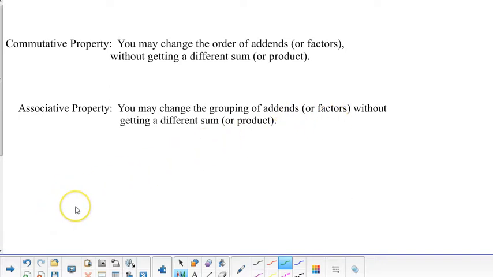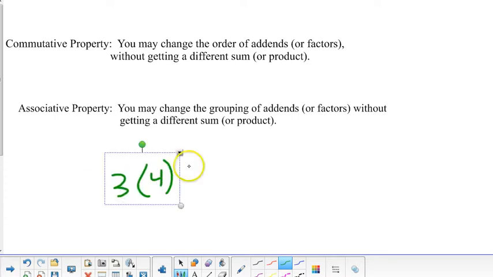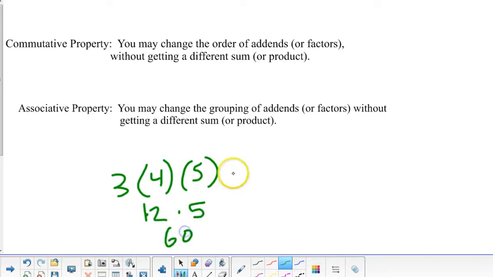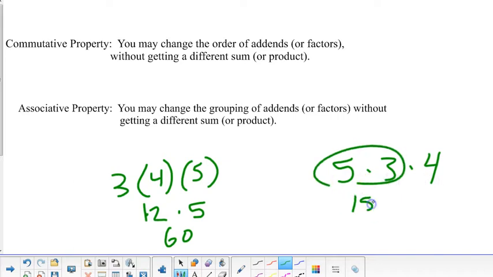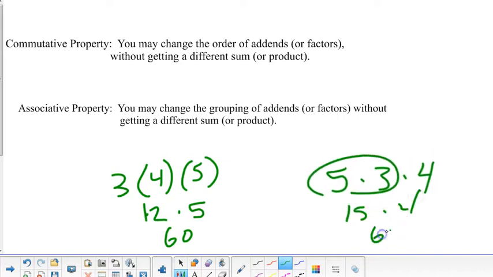So we know that if we get 3 times 4 times 5, that's 12, 12 times 5, which is 60. If we change the order, 5 times 3 times 4, 15 times 4, we know is also 60. So you get the same product even if you changed it, and we know that. All right, we've been to 4th grade. Thanks a lot.